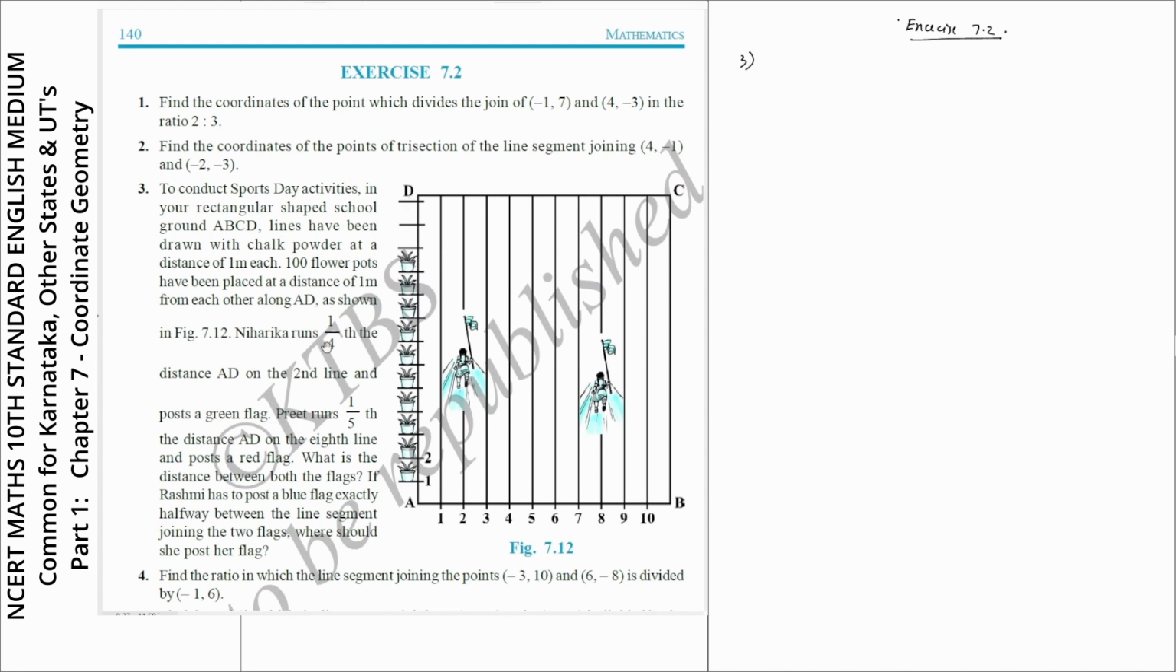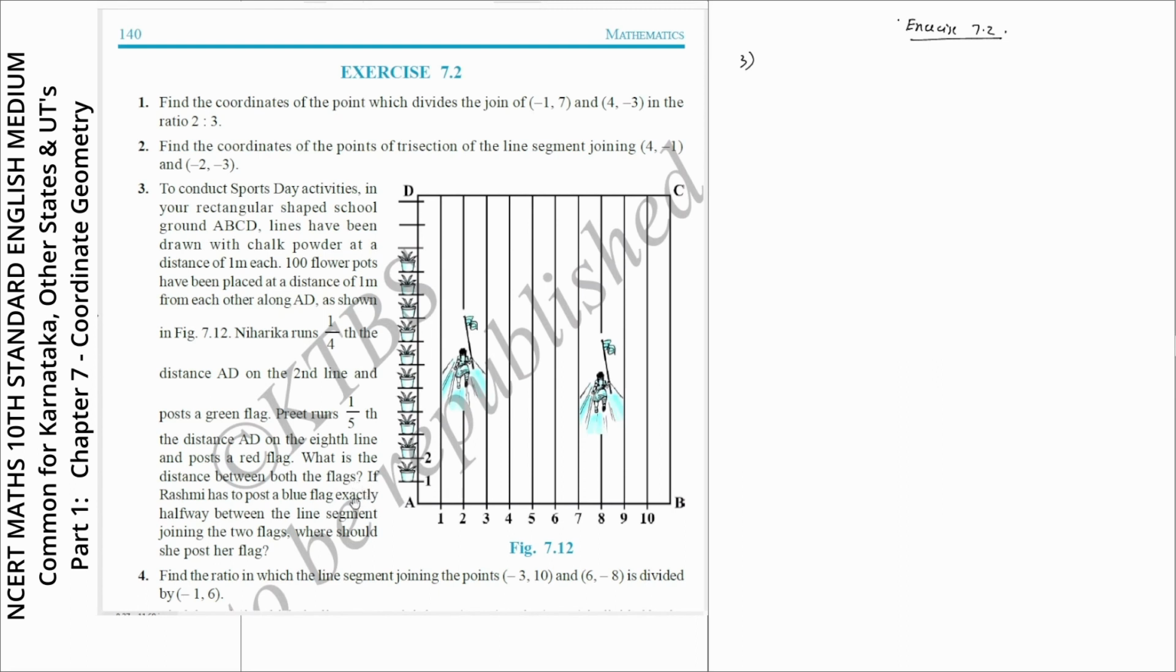Now Niharika runs 1/4 the distance AD on the second track. Niharika starts from second track. She covers a distance of 1/4 of AD, and she will post a flag there. And another girl, Preeti, runs 1/5 the distance of AD from 8th track, and she will post a flag here. Now what is the distance between this flag and this flag? That's the question. What is the distance between both the flags?